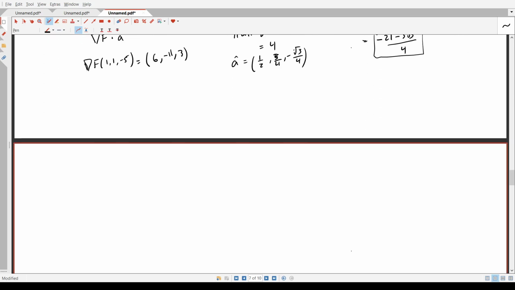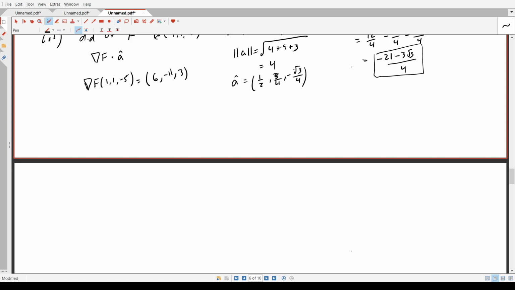Okay, so now it says find an equation for the tangent plane to the level surface. So we're describing a surface. It's all of the points where this equals 3, right? So that describes a surface. Find the tangent plane to that surface at the point 3, minus 1, minus 2.